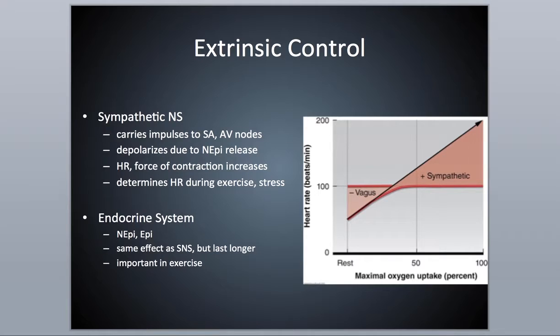So instead of increasing the heart rate for 4, 5, 10 seconds, they'll actually keep the heart rate elevated for longer than that. Norepinephrine usually takes maybe a little bit longer to peak, but it lasts a lot longer. Epinephrine peaks really quickly, and it decreases fairly quickly. But again, the endocrine system, and especially norepinephrine and epinephrine, are very key during exercise.